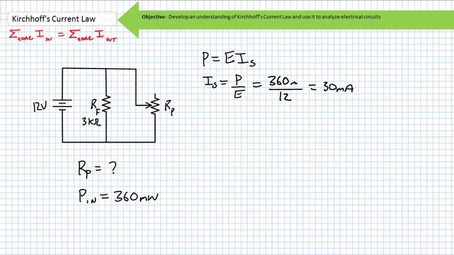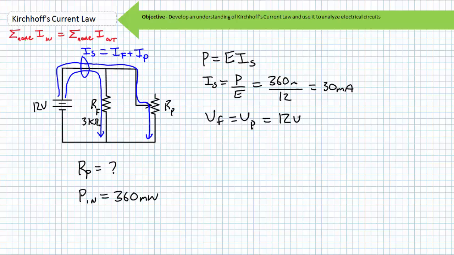What constitutes source current? A KCL analysis of this circuit suggests that source current equals the current through the fixed resistor, IF, plus current through the adjustable potentiometer, IP. IS equals IF plus IP. Given this is a parallel combination of resistors, voltage across them is the same. VF equals VP, and they both equal 12 volts.